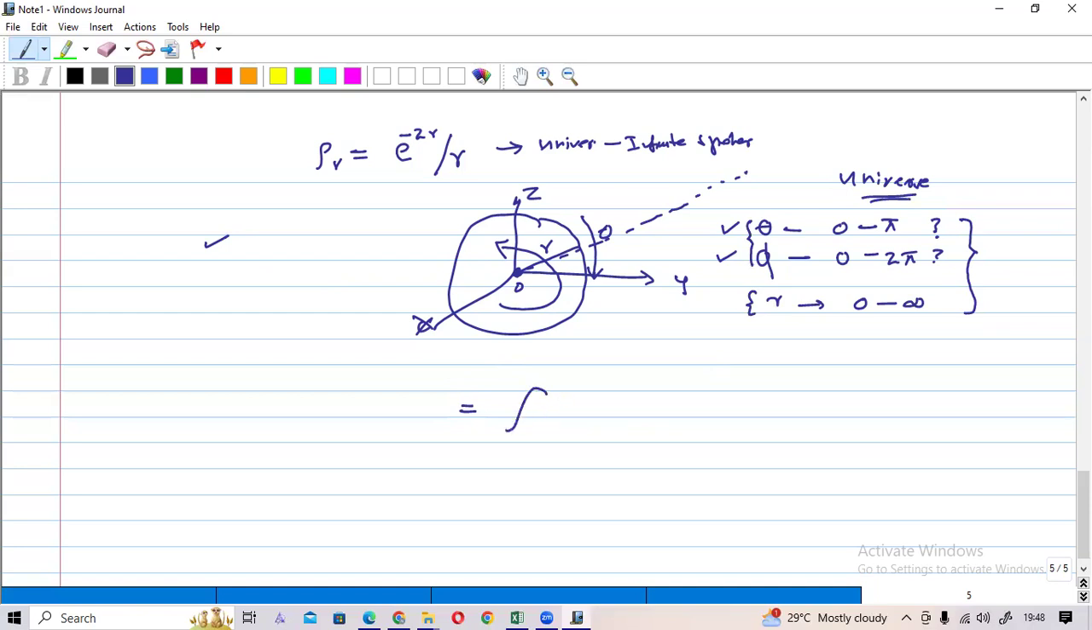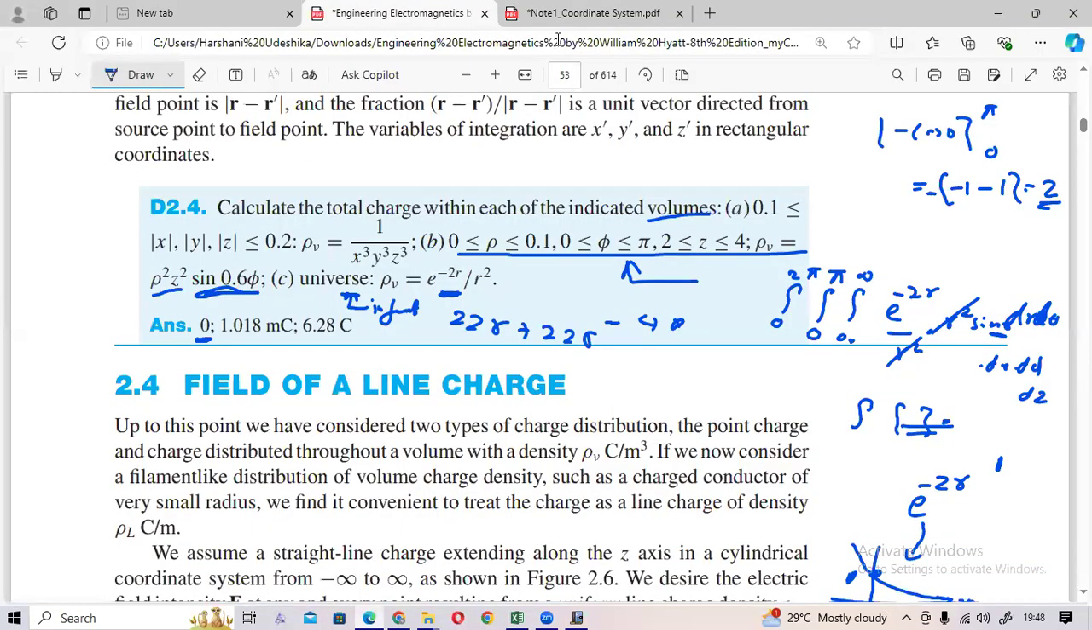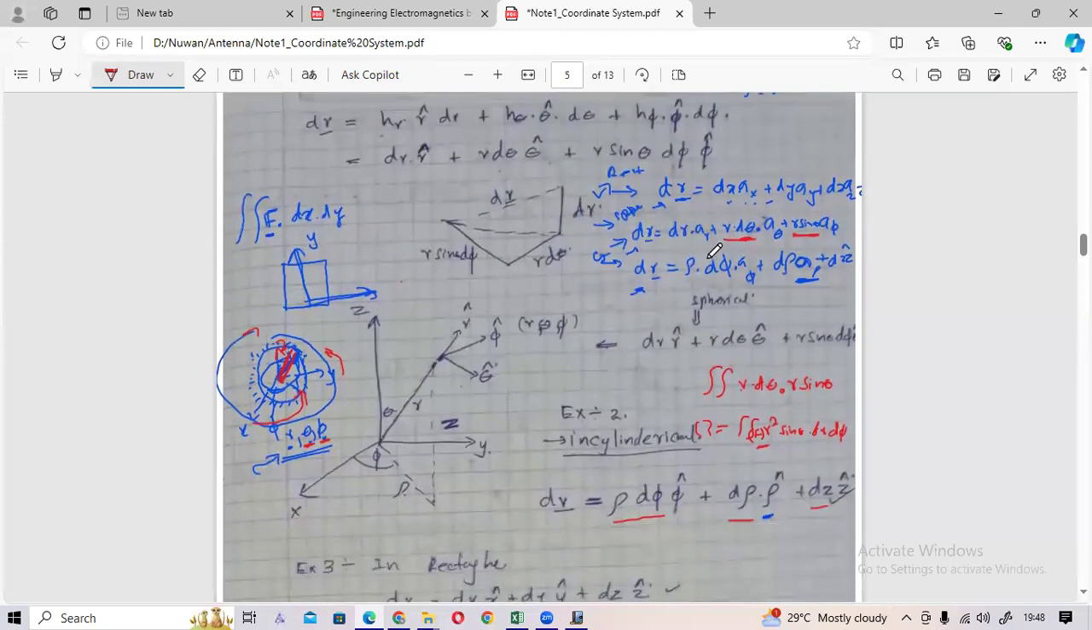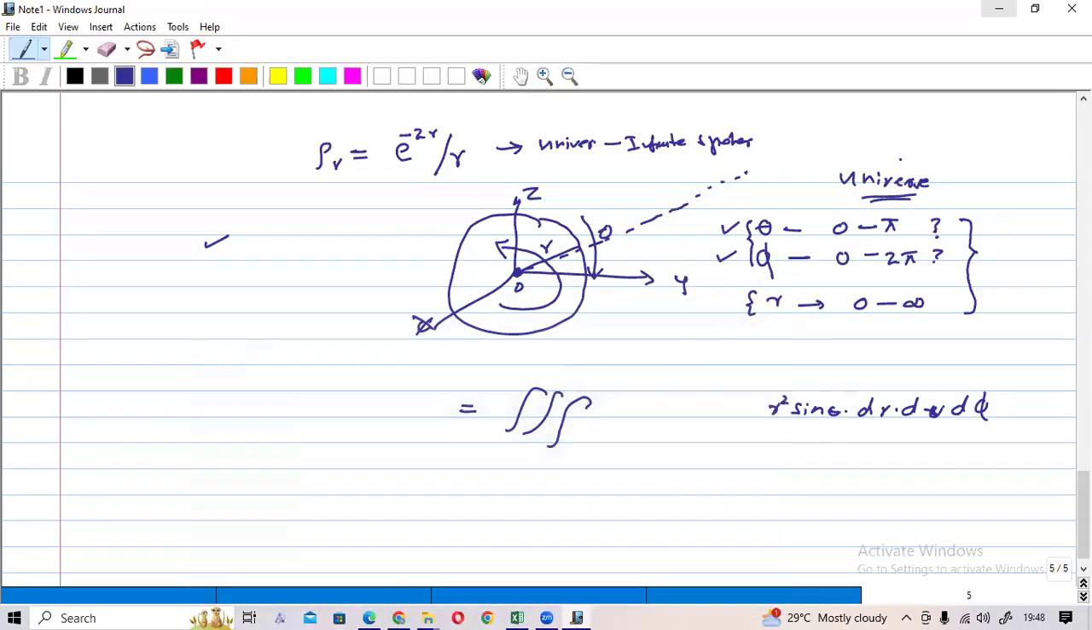To use spherical coordinates, it will be r squared sine theta dr d theta d phi. Why is r squared there? Don't worry, just keep this in mind. This is a sphere. dr is okay, no problem. But d theta is with r, so r d theta. d phi is with r sine theta. So r into r squared sine theta, dr d theta d phi. So we have to use this one.